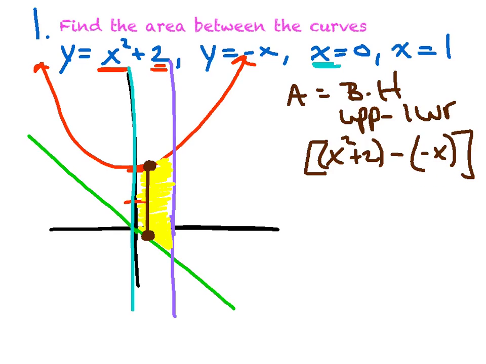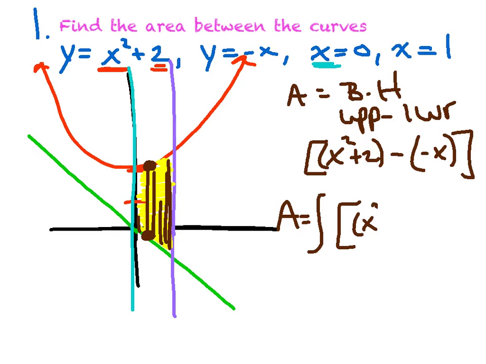Now finally, I'm just going to write my integral. And again, the integral is basically putting an infinite amount of rectangles in there and adding them all up to get the area. So I'm going to integrate. I'm not going to put bounds on at the moment. Here's the function I'm integrating: x squared plus 2 minus negative x, dx. So there's my base and height.